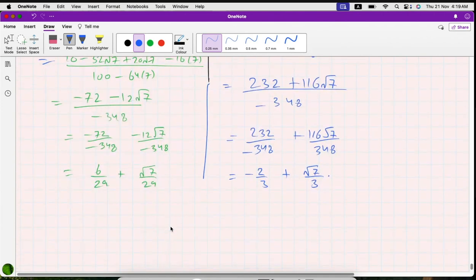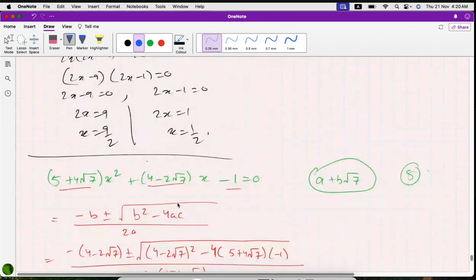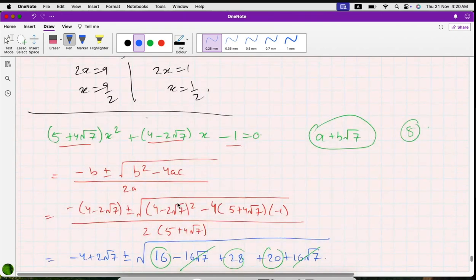But I believe in the marking scheme there was only one, because it says positive. Yeah, positive. So this is the one. But why is it positive? Because when you solve, these two are positive, 6 by 29 plus square root 7 by 29. But why are we rejecting the negative one? Because the question says to write positive only. Oh, okay.